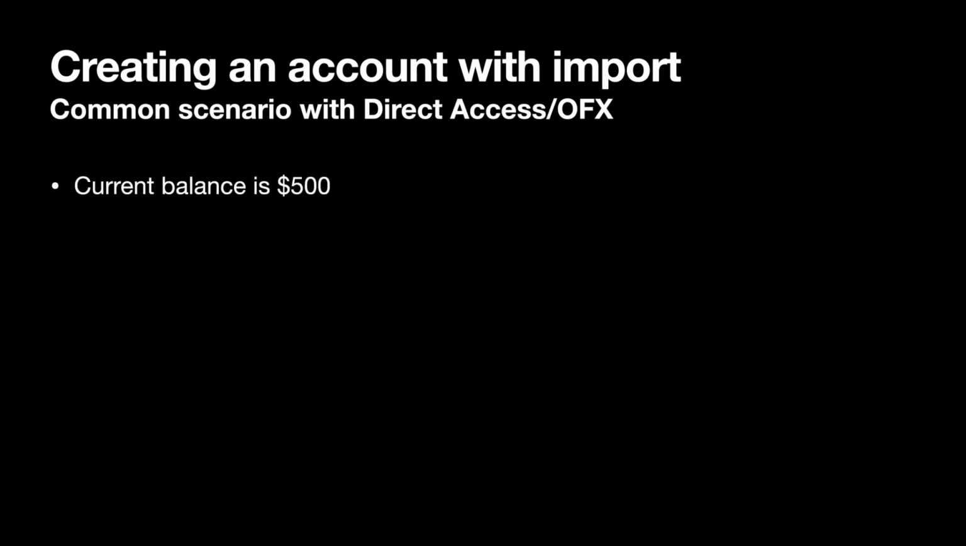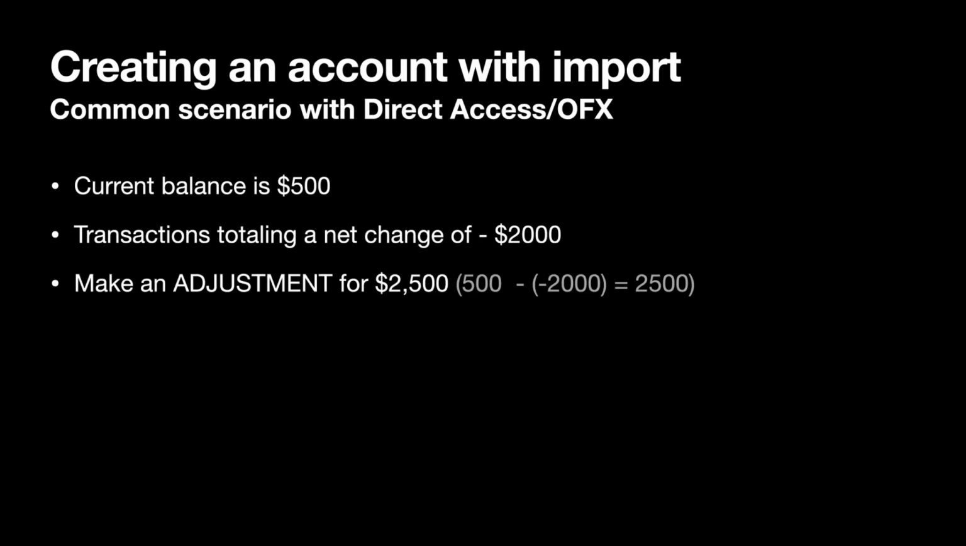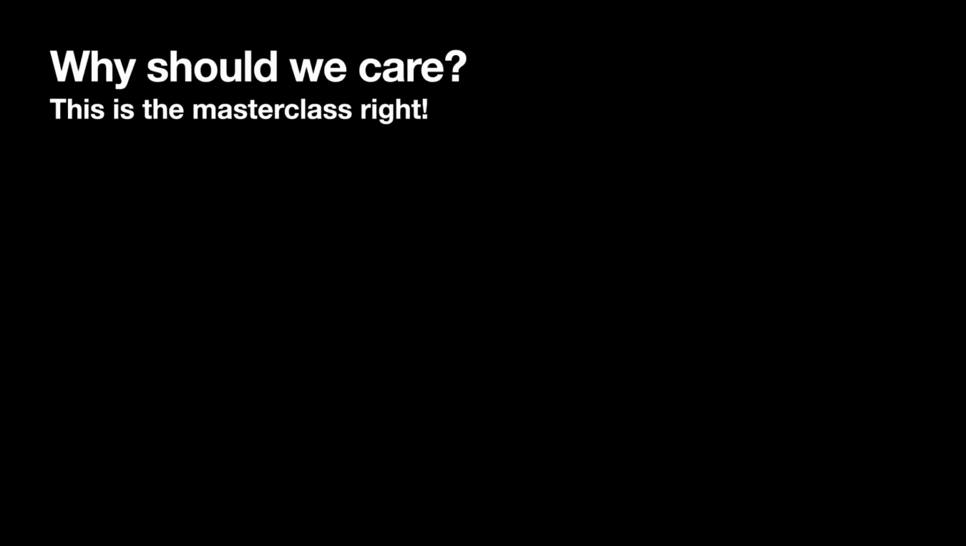So let's run through an example of what the app does in this case. Like I said, it sees the information that ultimately comes from the bank, which says what the current balance is. So it says, hey, this account you're setting up, the current balance right now is $500. But we might get 30 days' worth of transactions that have a total of $2,000 worth of charges or net change, right? Could be some deposits, could be some withdrawals. And so what the app does is it makes an adjustment for $2,500 so that once all those new transactions are imported, the net result ends up being $500.